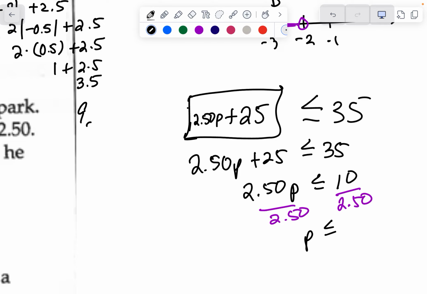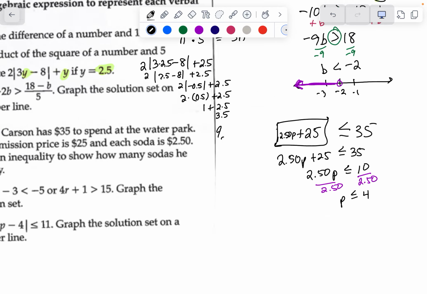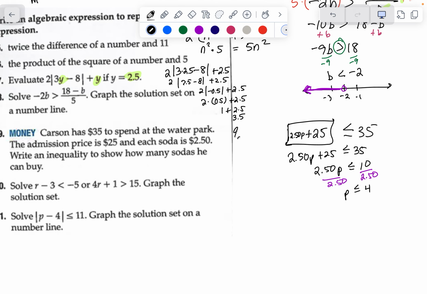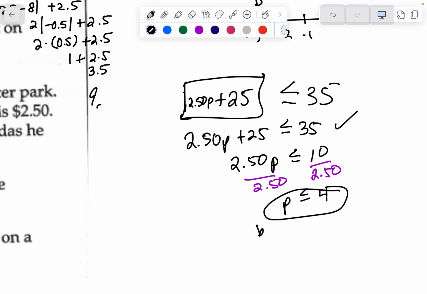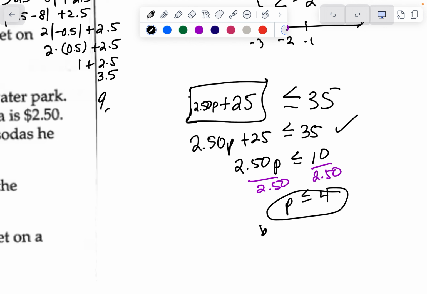Let's just check my math before I go on any further. And so then if you say, write an inequality to show how many sodas he can buy, this is the inequality. But if they want you to solve it, that's this. And then you could even put it into words. He can buy 0 to 4 soda pops. Okay? So that is how you would solve number 9.